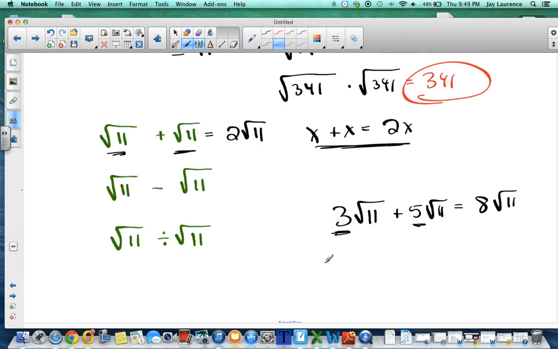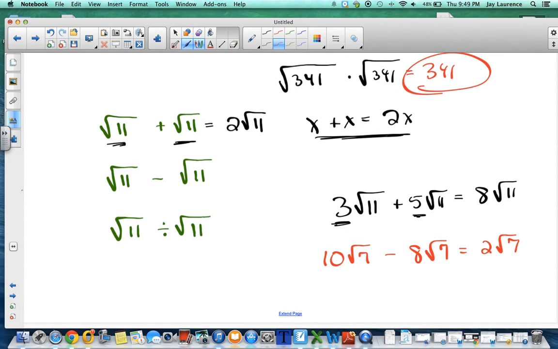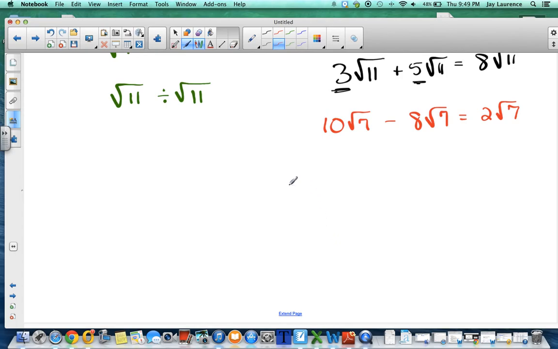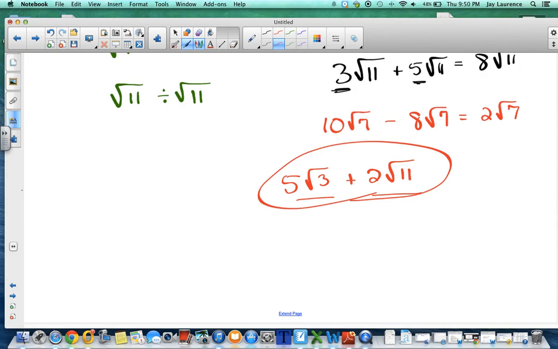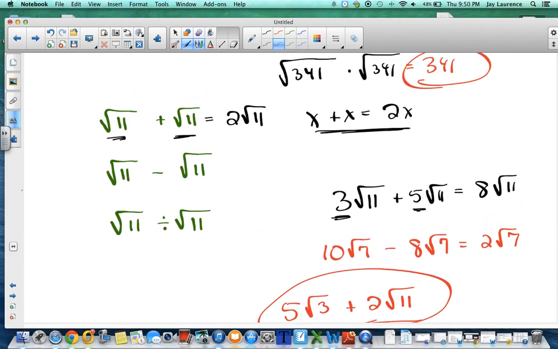I mean, if I had 10 square roots of 7 minus 8 square roots of 7, well, I'd have 2 square roots of 7, wouldn't I? And similarly, if I had 5 times the square root of 3 plus 2 times the square root of 11, I would be done with the problem because they're not like terms, because the square roots don't match. So I can't put those together. Yeah, that would be done. Pretty crazy. The square roots of irrational numbers behave just like variables.